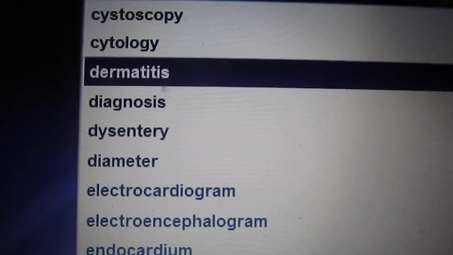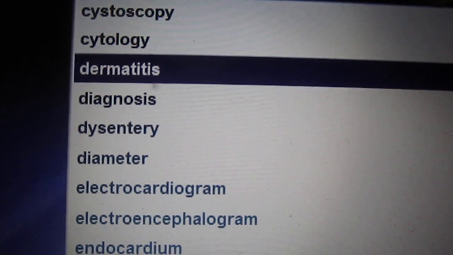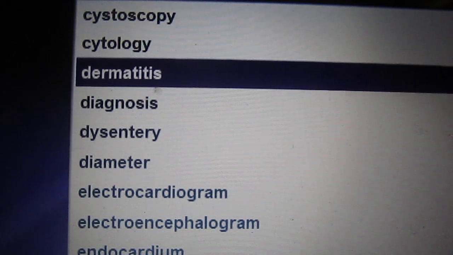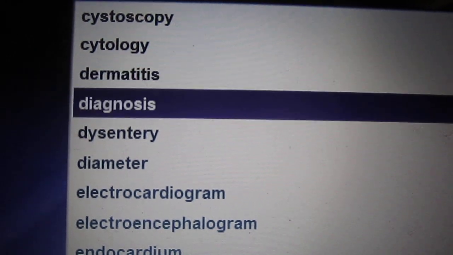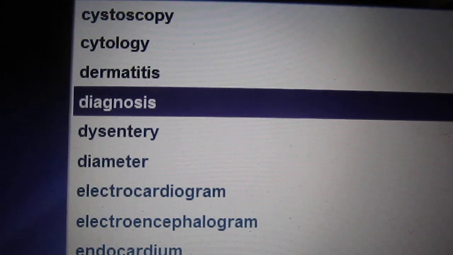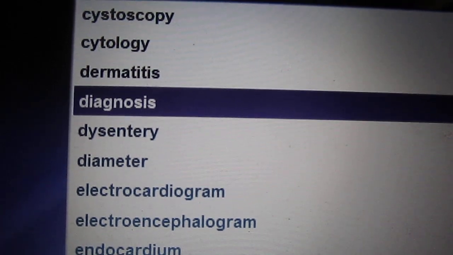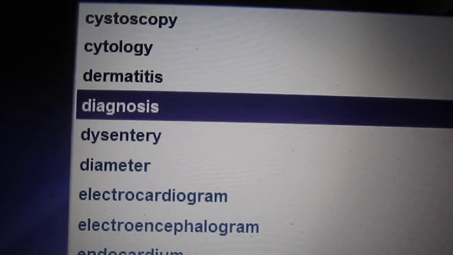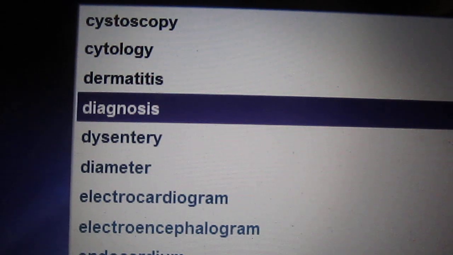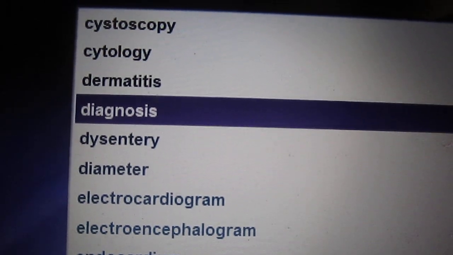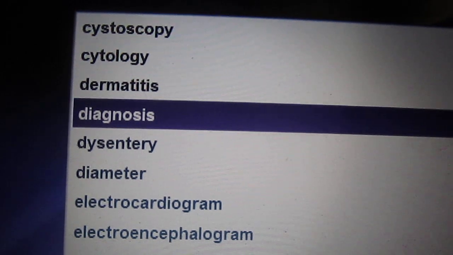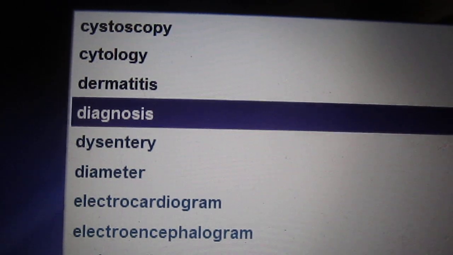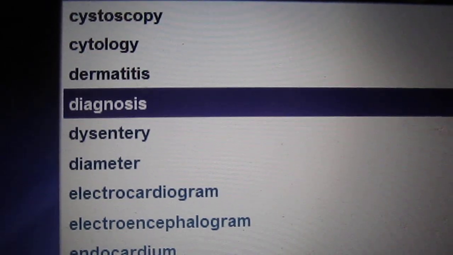Dermatitis. Dermato, D-E-R-M-A-T-O, is the combining form meaning skin. Dermatitis is inflammation of the skin. Diagnosis. The prefix dia, D-I-A, means complete. Gnosis, G-N-O-S-I-S, means a state of knowledge. A diagnosis is the state of complete knowledge about a patient's condition. It reflects information about a patient's illness from many sources, such as laboratory tests, history and physical examination, and radiologic tests.